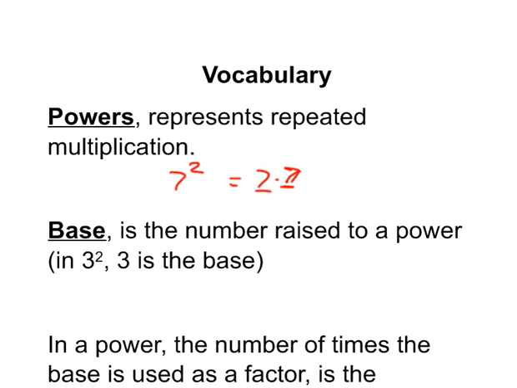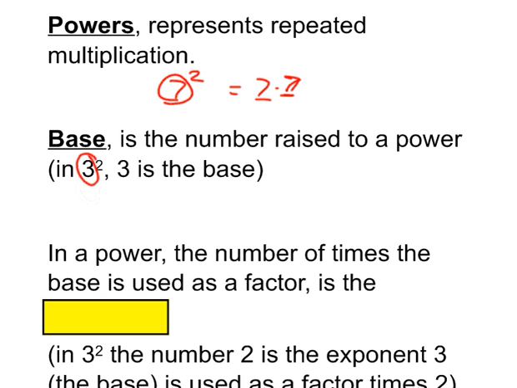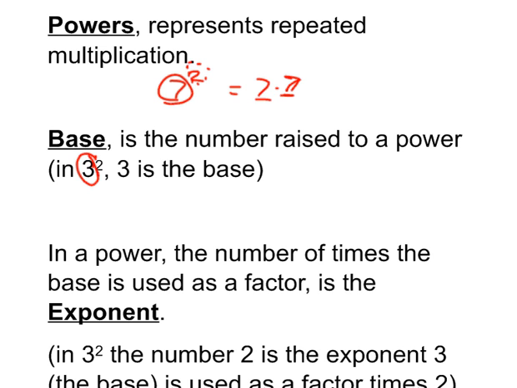Another term we need to know is the base. The base is the number raised to a power. So in this case, it was the number 7. In this case, it's the number 3. In a power, the number of times the base is used as a factor is the exponent. So looking back up here, it was 2. Here it happened to be 2 also.